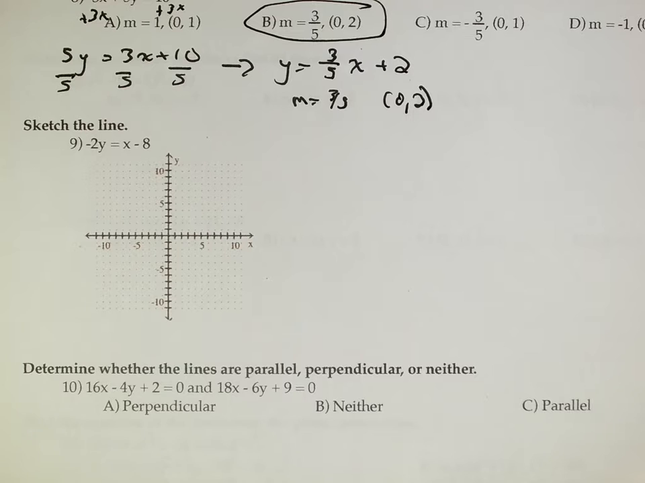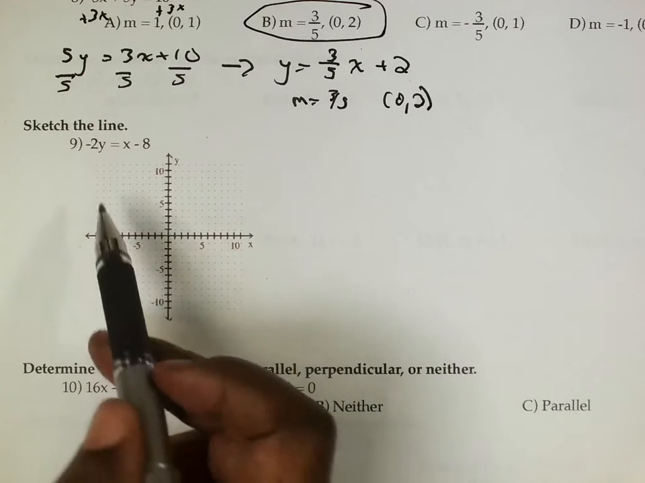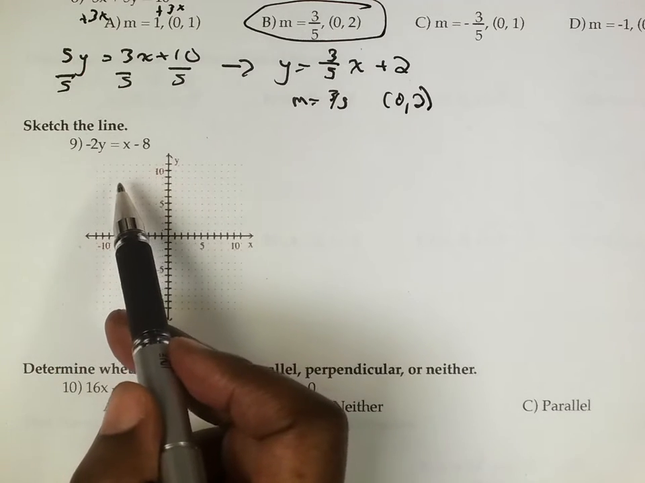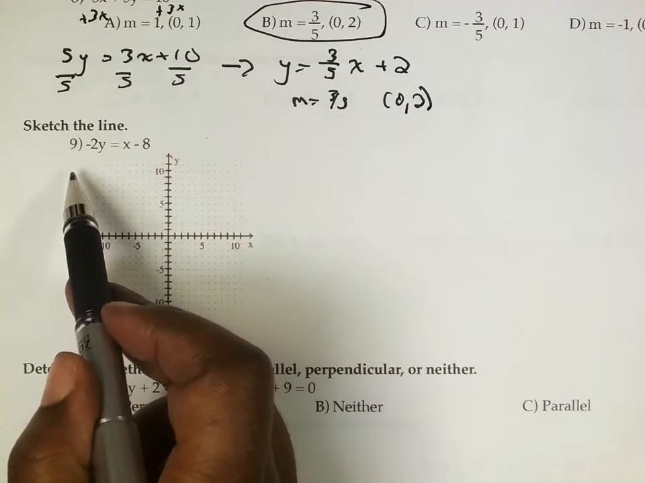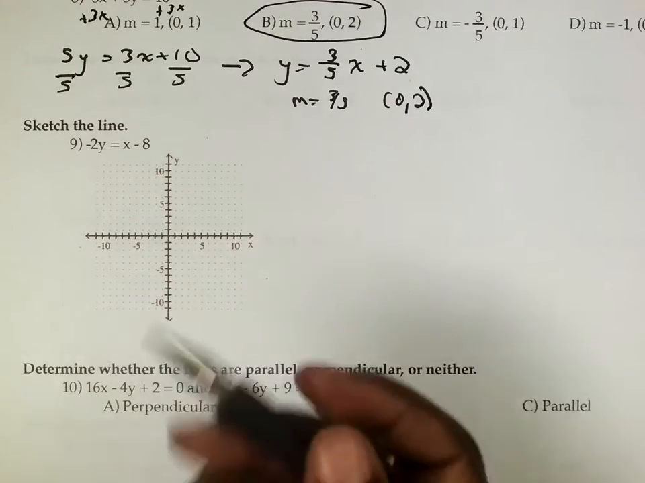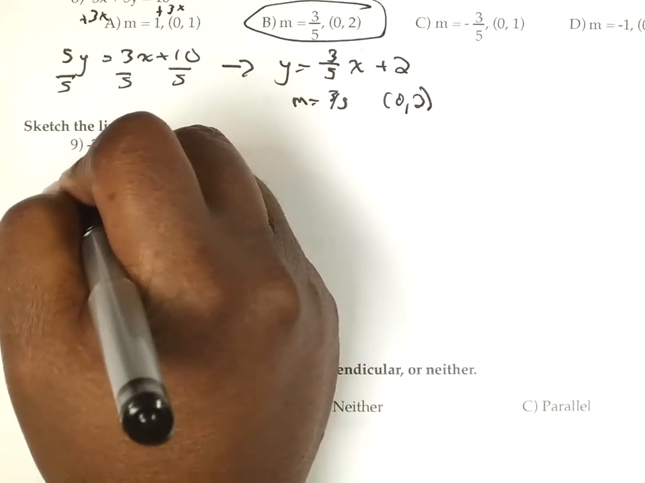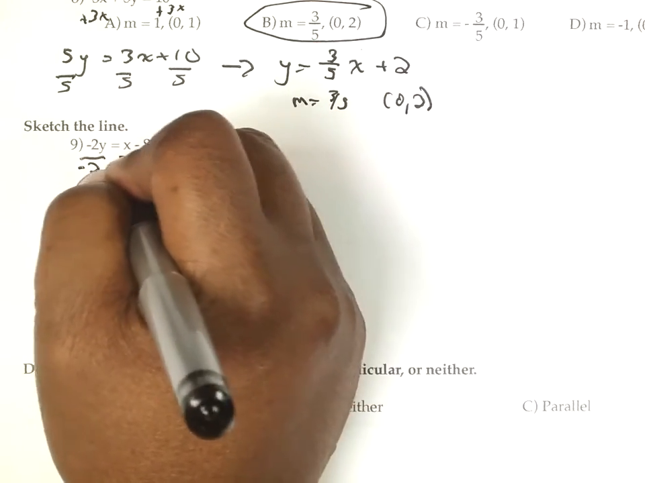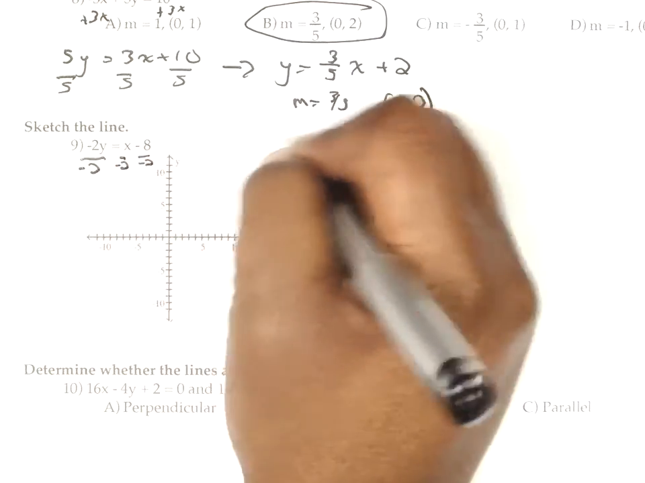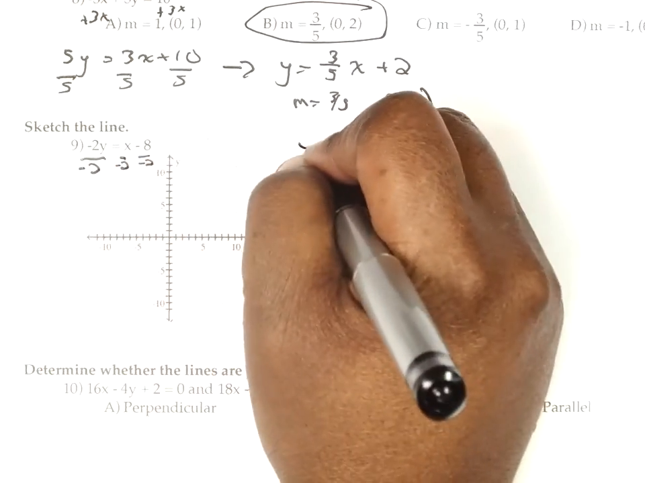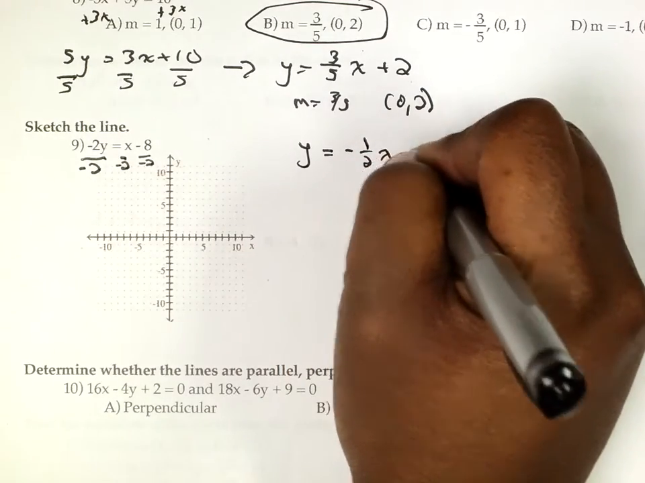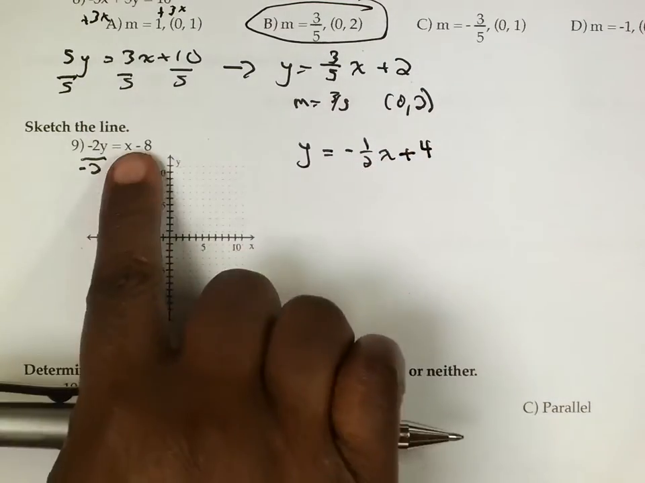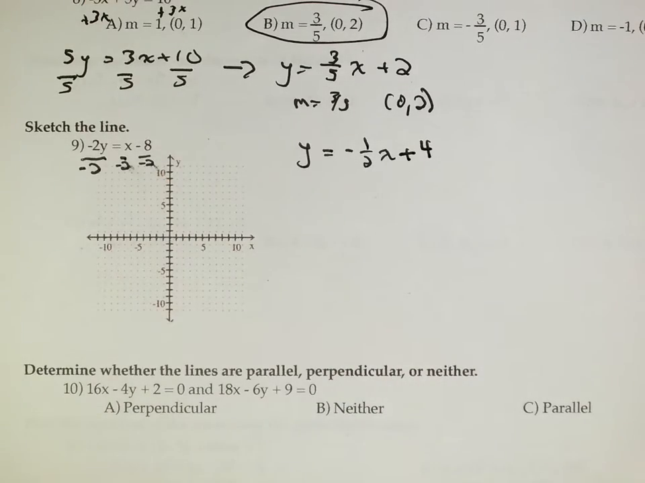Number 9, I want to sketch the line. I think I'm just going to put it in y equals mx plus b form first and then go from there. Or you could just plug in 0 for x and 0 for y to do the intercepts. There's lots of different ways to actually pull this apart. But I'm just going to divide everything by negative 2, and I get y equals negative 1/2 x plus 4. Because that negative 8 divided by negative 2 gives me a positive 4.